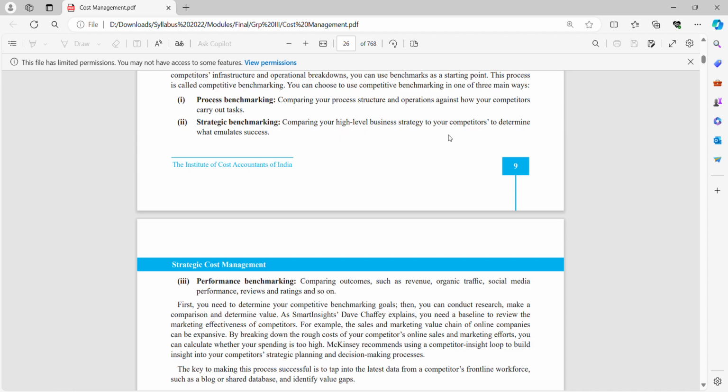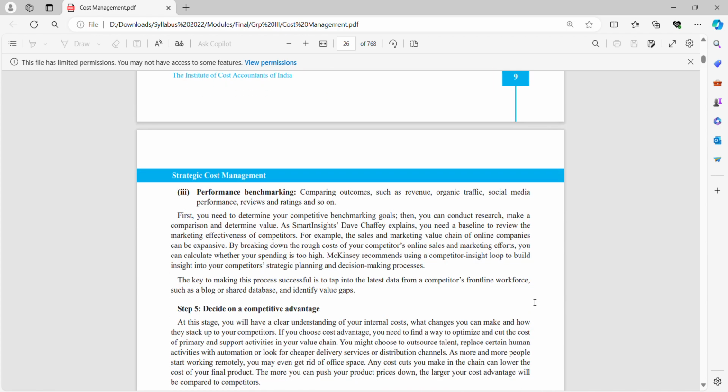Comparing your high level business strategy to your competitors to determine what emulates success. So what I need to do is compare high level business strategy to my competitors to determine what emulates success, which will help me to succeed. Comparing outcomes such as revenue, organic traffic, social media, performance reviews and ratings, and so on.